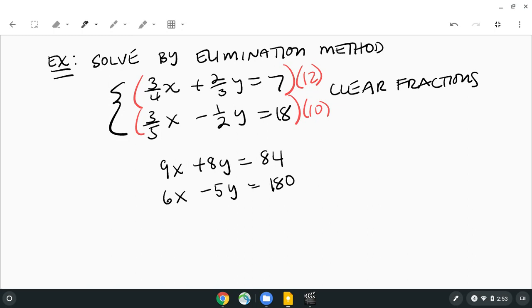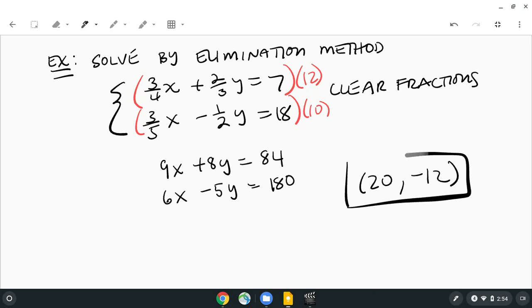Okay. If you have any questions, make sure you message me. If you decide to finish this one off, I'll write down the answer right now. You can hit the pause button. I'm not going to work this one out, but the answer here will be 20, -12 if you work this out. You'll probably need a calculator, okay, with these big numbers here. Okay.